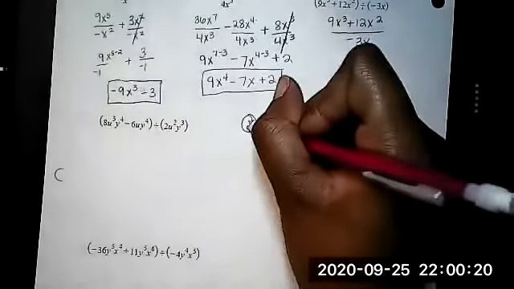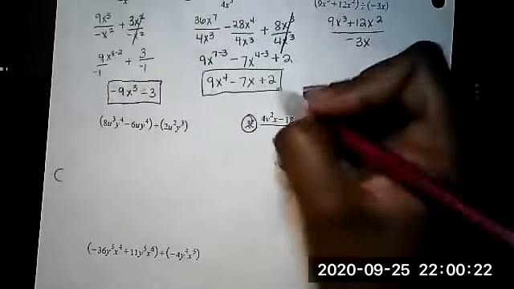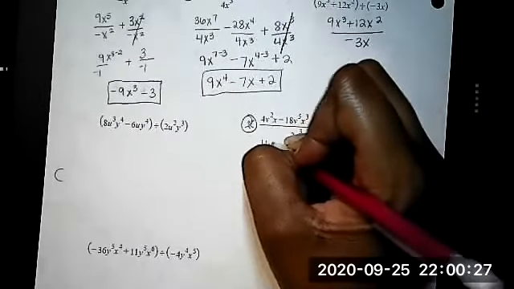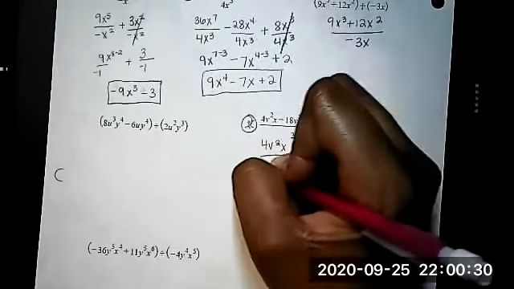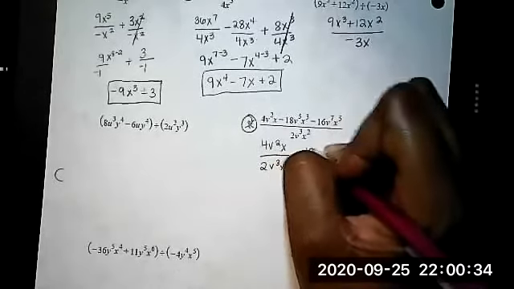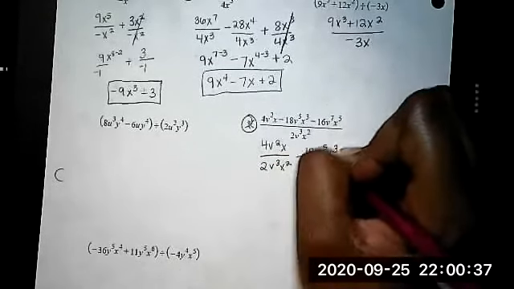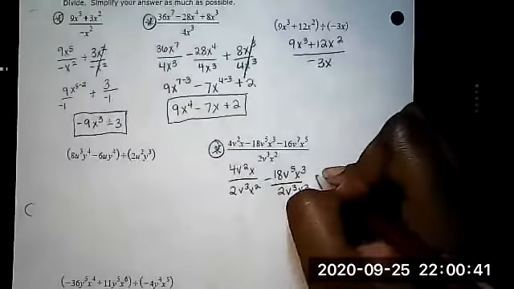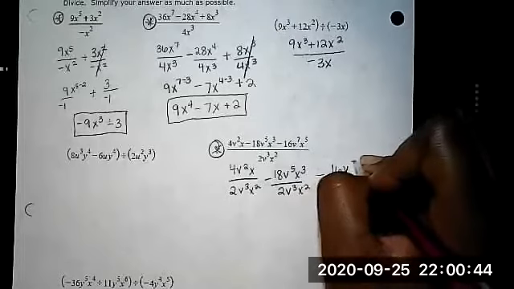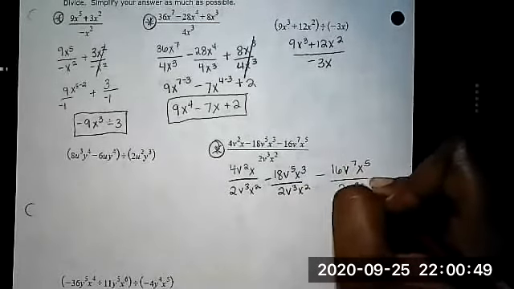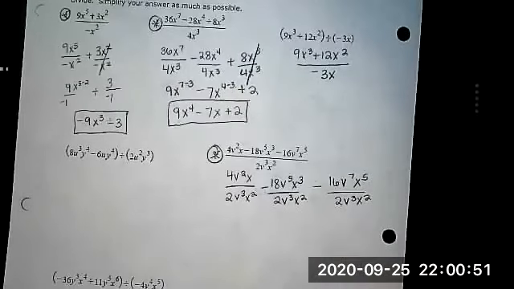So this one has a little star, even though it looks like a star. It's very, very similar. So we're saying 4b squared x over 2b cubed x squared minus 18b to the 5th x cubed over 2b cubed x squared minus 16b to the 7th x to the 5th over 2b cubed x squared. Okay, so we're going to solve these just like we've been doing.